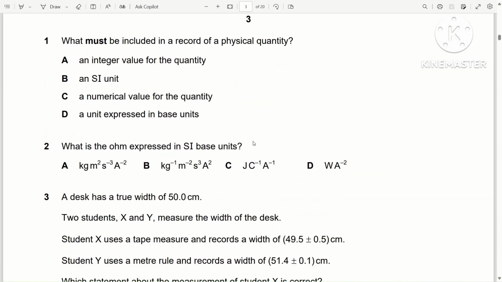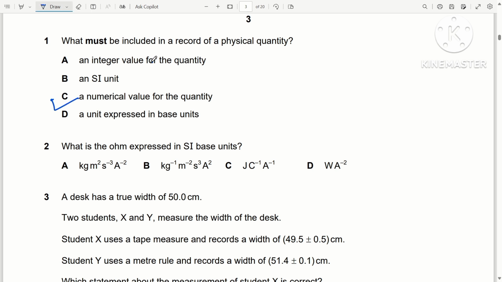Question 1. What must be included in a record of a physical quantity? An integer value? It can be non-integer also. An SI unit? You can express it in CGS also. A unit expressed in base units? No, there is no need to express in base units, like we can express 5 Newton, 5 Pascals, and these are not base units. So what must be recorded is a numerical value for the quantity. So the option will be option C.